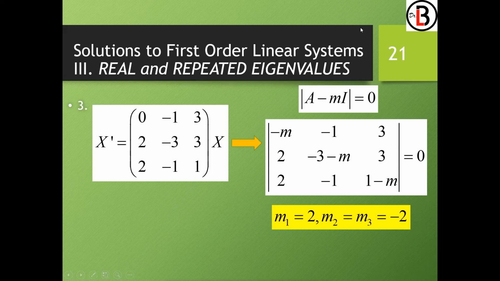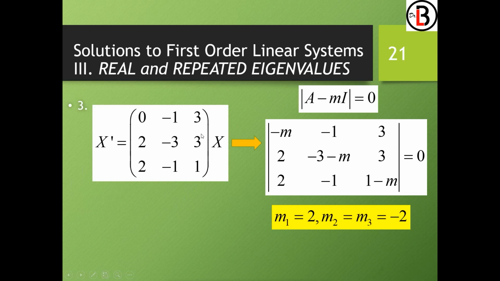For case number 3, we'll have the real and repeated eigenvalues. And then we'll try to solve these, diba, using matrices. So pretend you have this, for example, x prime is equal to the matrix 0, negative 1, 3, 2, negative 3, 3, and 2, negative 1, 1.